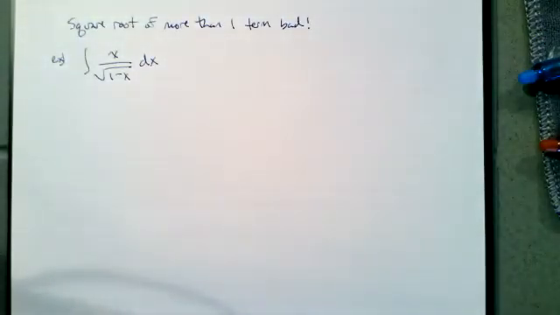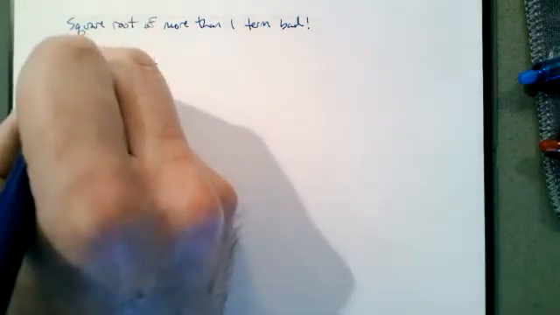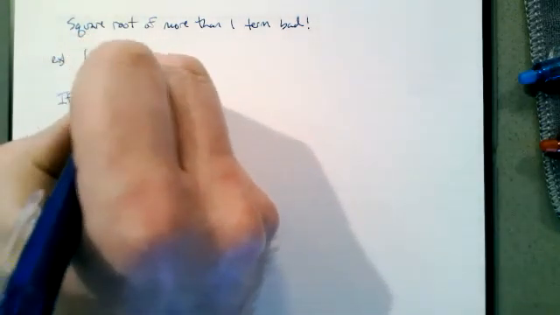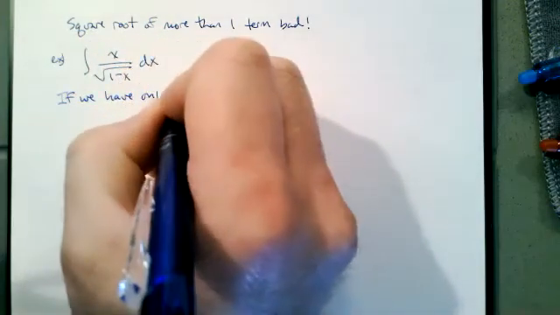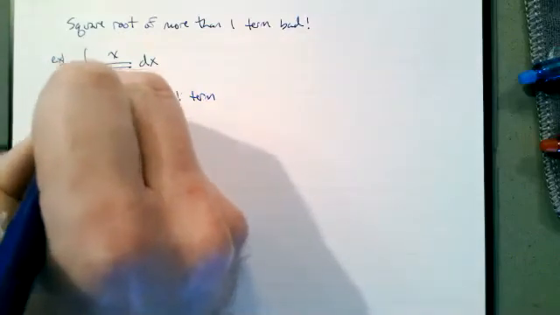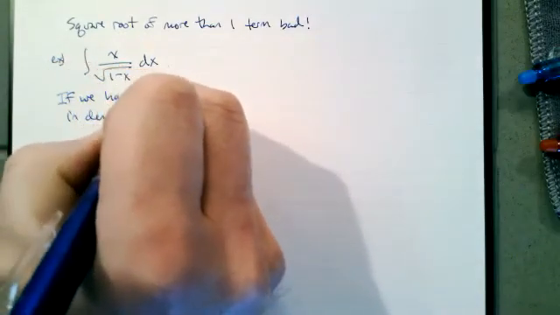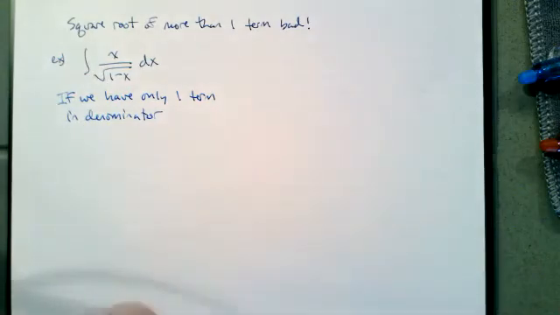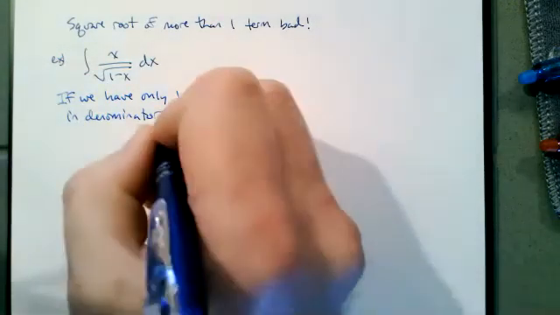So the integrals that we've seen so far, if there's one term in the denominator, we can just distribute that to the numerator and break into terms of x. If we just have one term in the denominator, we can just use the distributive property and distribute it to the numerator. If we have only one term in the denominator, then we can use the distributive property to the numerator.